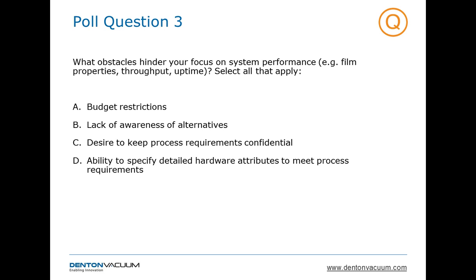But before we answer this question, let's ask you the final question of this webinar. So again, if you can go back to your pop-up window, what obstacles hinder your focus on the system performance? For example, film properties, throughput, uptime, and do select everything that applies. Is it the budgetary restriction? Is it the lack of awareness of alternatives? Is it the desire to keep the process requirements highly confidential so you cannot share with your supplier? Or is it the ability to specify detailed hardware attributes to meet process requirements? Please take your time and answer these questions, and we'll get back to the presentation in a minute.